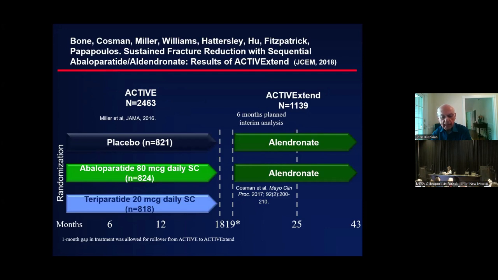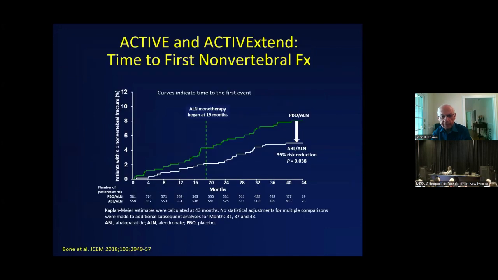The ACTIVE study had an open label extension. Both the placebo and abaloparatide arms were continued. Both arms are now on alendronate. The teriparatide arm was stopped after that first 18 months. And the data actually are very interesting because beyond that 18 months, when both arms were on alendronate, you see this difference is maintained. That early effect of abaloparatide is maintained even over the 2-year extension when both groups got alendronate.